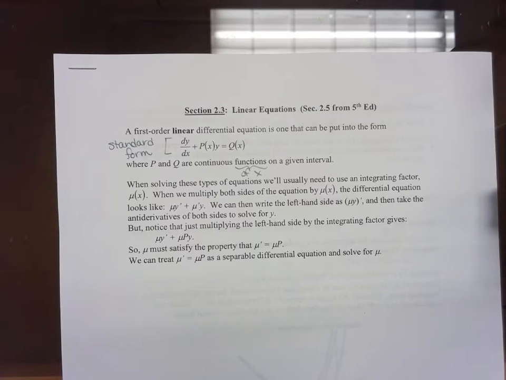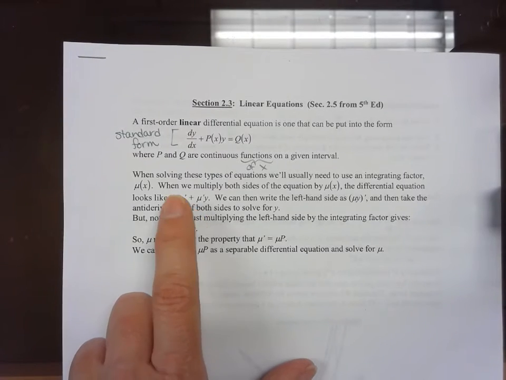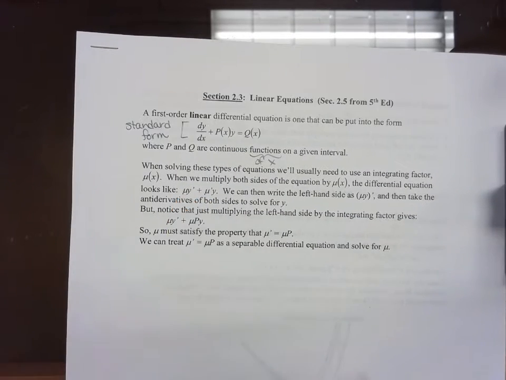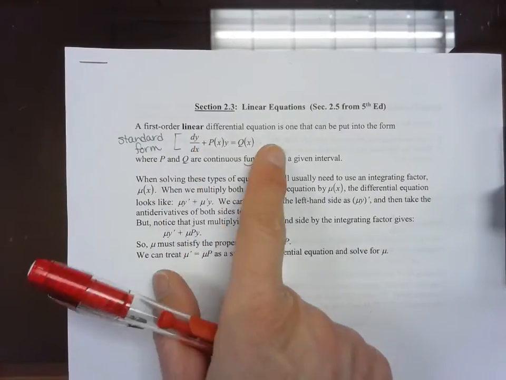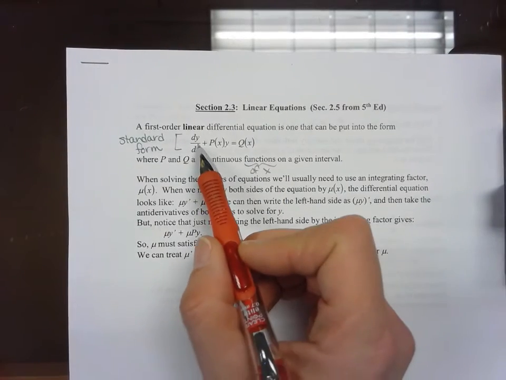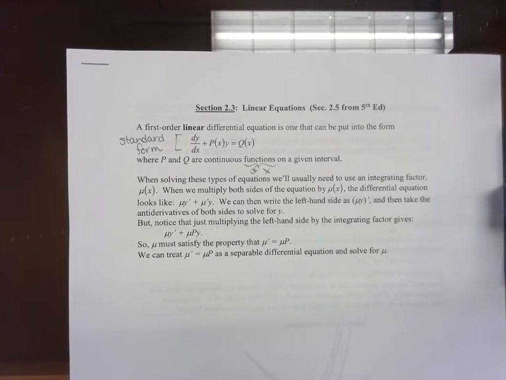So it says when solving these types of equations, we'll usually need to use what's called an integrating factor, and we'll use mu of x, although I think the Calculus 2 book called it I of x, I for integrating. When we multiply both sides of the equation by mu of x, the left-hand side of the differential equation looks like that. The dy/dx is the same as y prime, right? So all I'm doing is multiplying through by mu. So mu y prime plus mu times y, and then we'd have equals mu times q. I'm just focusing on the left-hand side.